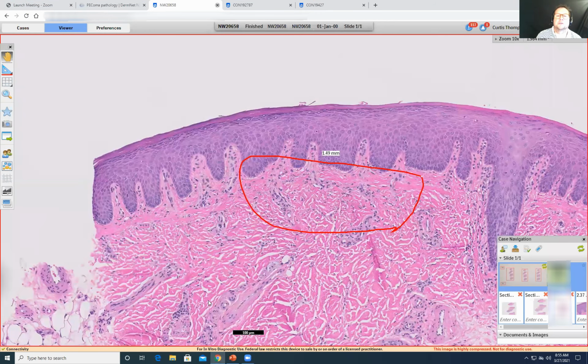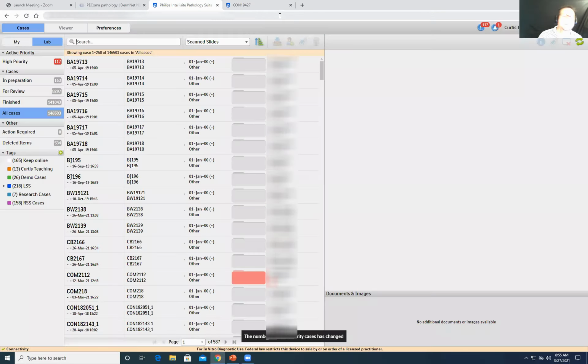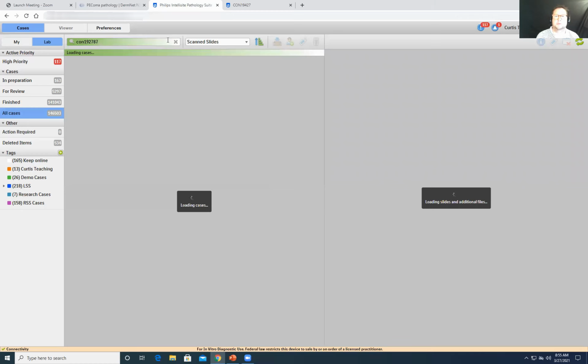So going on to case number 3, I'm gonna have to reboot this to bring it up. This is a 53-year-old male, 1 centimeter, pinkish brown patch on the abdomen for years. So let me bring this up one more time.